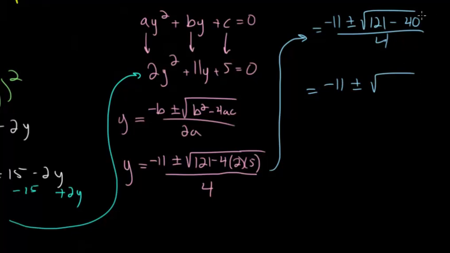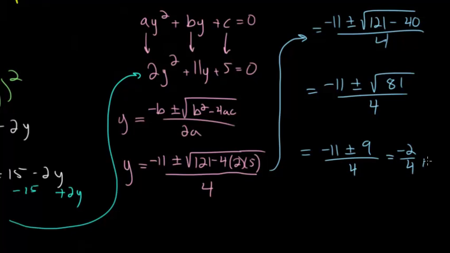So 121 minus 40 will be 81. And the square root of 81 has a whole number answer. That's just 9. So we have minus 11 plus or minus 9 over 4. And now we'll look at our two solutions. So minus 11 plus 9, that's negative 2 over 4. And then we have minus 11 minus 9, which is minus 20 over 4. So those simplify to minus a half and minus 5. So these are our two solutions.